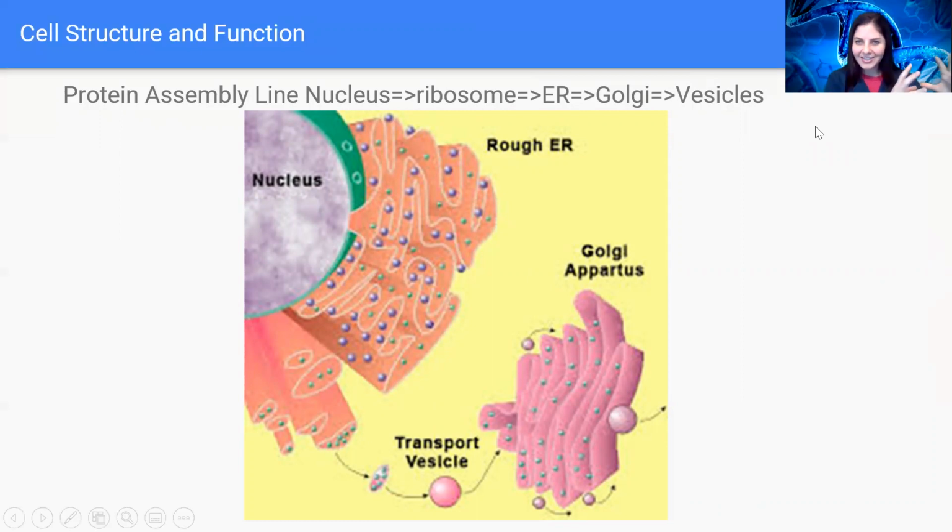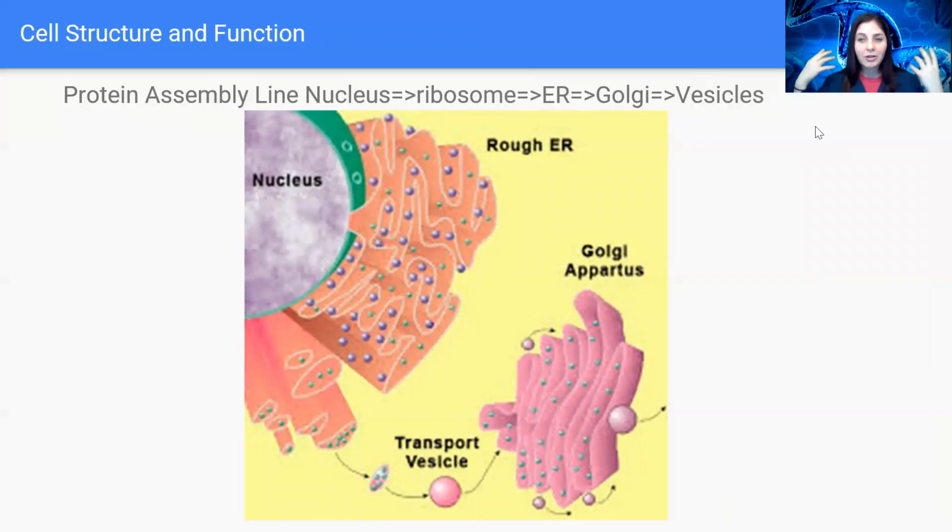We have DNA in the nucleus. Messenger RNA takes the message out of the nucleus to a ribosome. Now it could take that message to a free-floating ribosome, in which case that protein would remain inside the cell or internal. If that message gets taken to a ribosome that is on the endoplasmic reticulum, then that protein is going to be destined for outside of the cell.